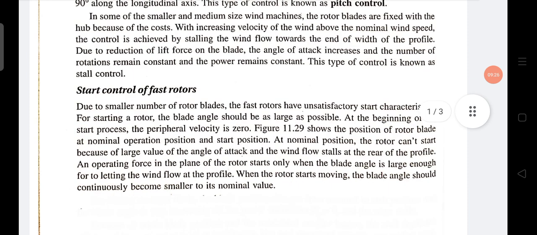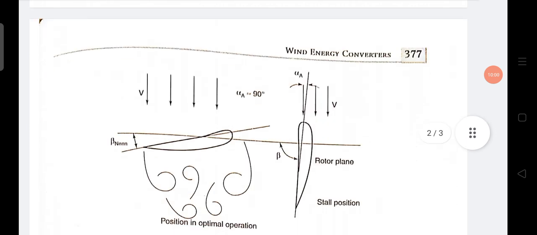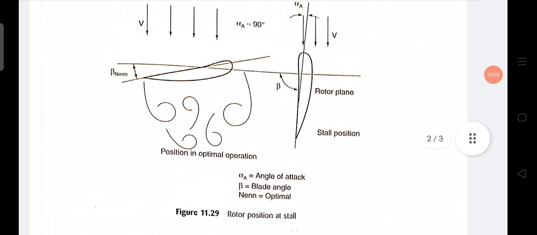Now start control of fast rotor, okay. Due to a smaller number of rotor blades, the fast rotor has unsatisfactory start characteristics, okay. For starting a rotor, the blade angle should be as large as possible, okay. At the beginning of the start process, the velocity is zero, then this position, you see, this is the position of the rotor, okay? This is the rotor, position of rotor, okay? And this is the angle, okay?